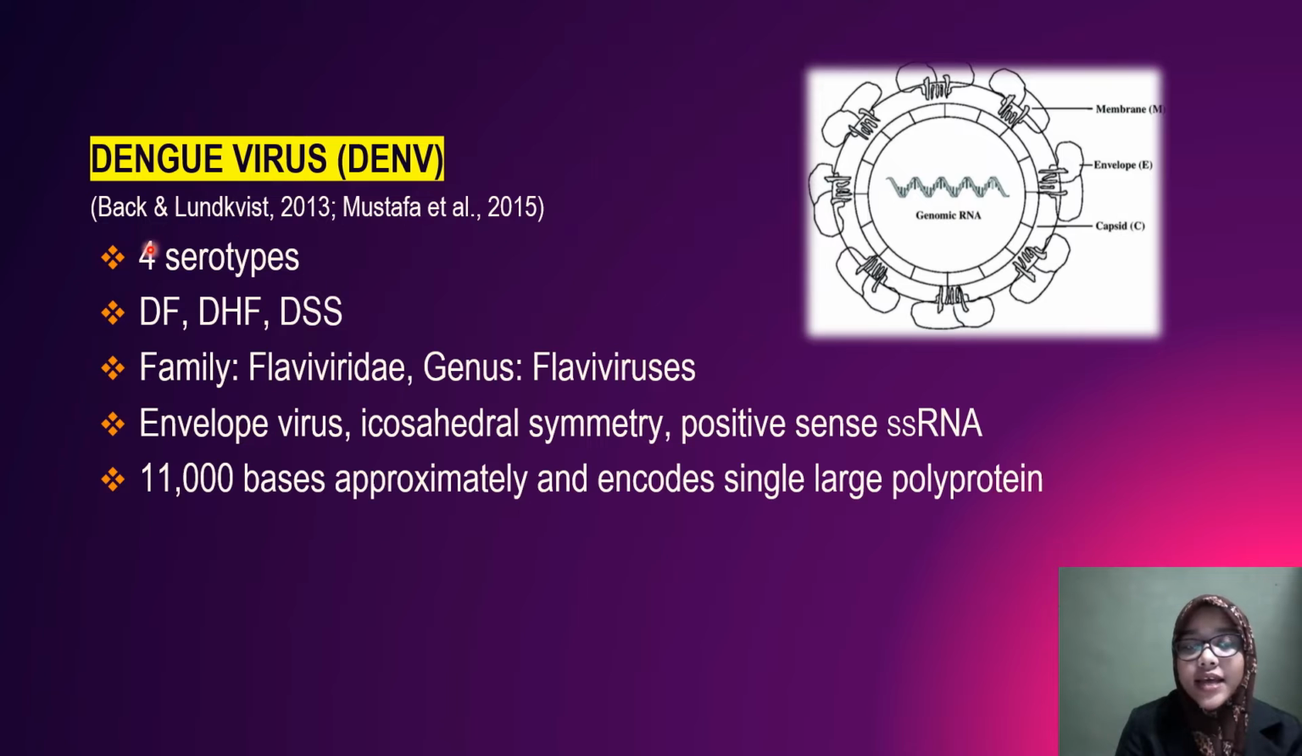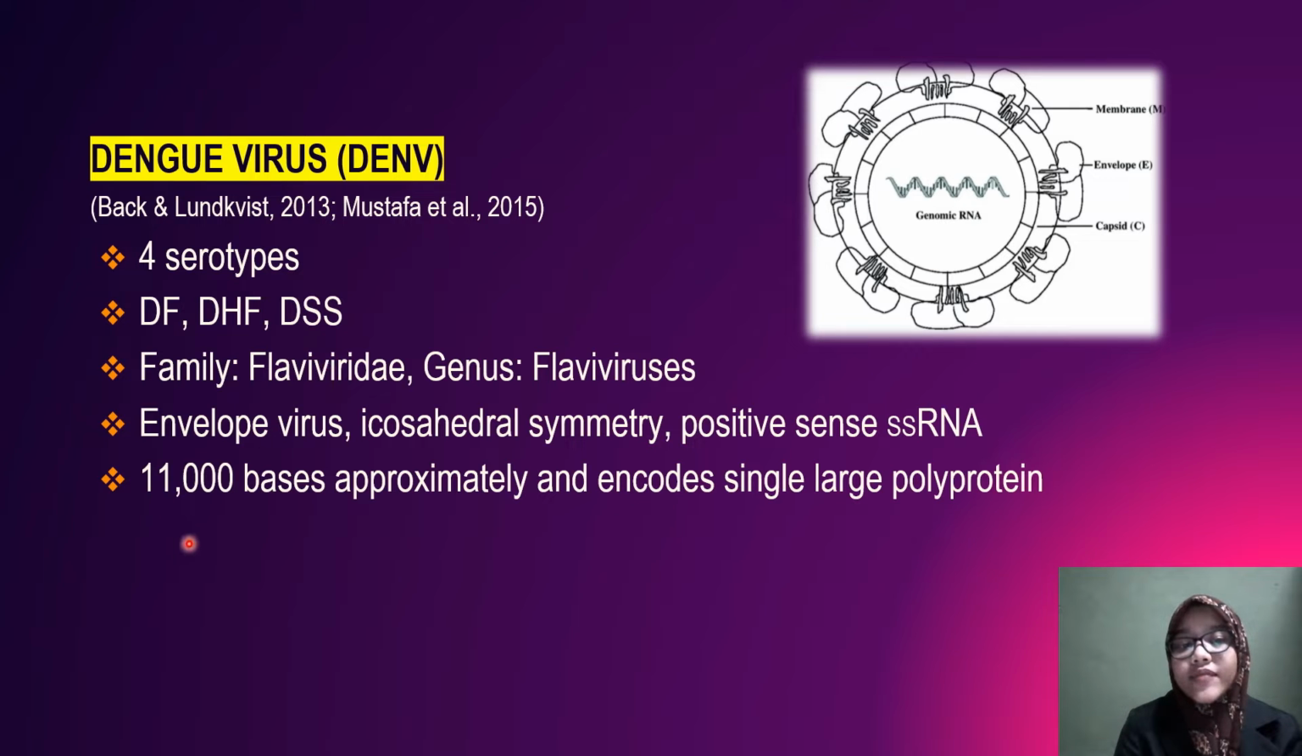The dengue virus has four serotypes. The dengue infections could lead to a wide range of clinical manifestations, from classical dengue fever to severe dengue hemorrhagic fever and dengue shock syndrome. Dengue virus is categorized under family Flaviviridae and the genus Flavivirus. This is an enveloped virus with icosahedral symmetric capsid and positive-sense single-stranded RNA.